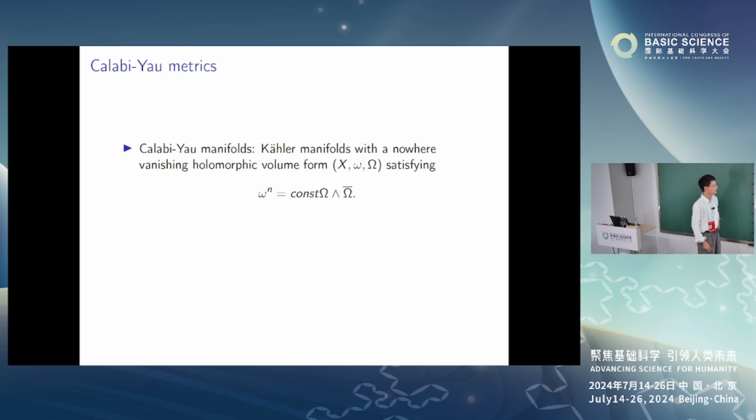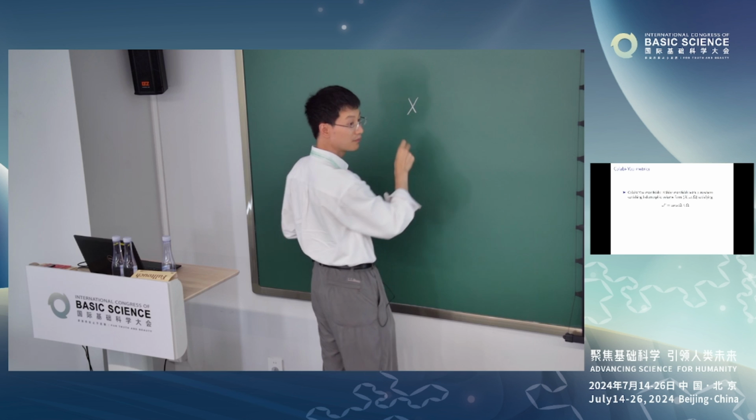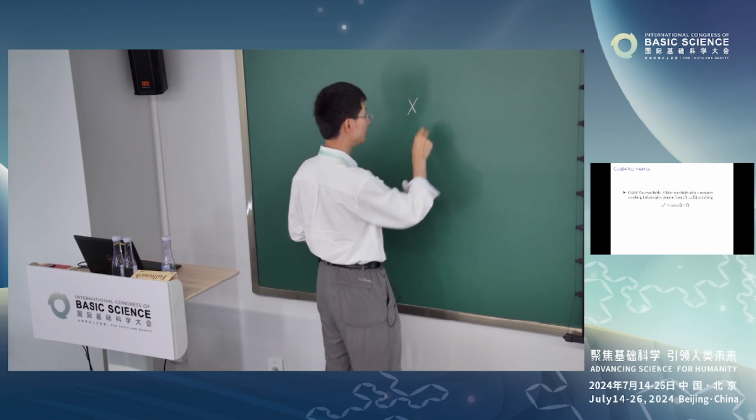So Calabi Yau manifolds are Kähler manifolds with a nowhere vanishing holomorphic volume form. Let me first say that the simplest example of this is just the Euclidean example. So what kind of data does this involve? Well, this is a Kähler manifold. So in particular, it's a complex manifold, so it has a complex structure.